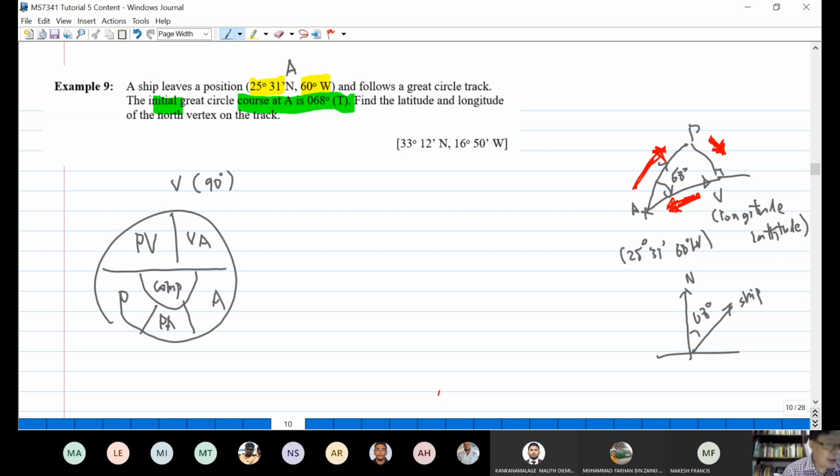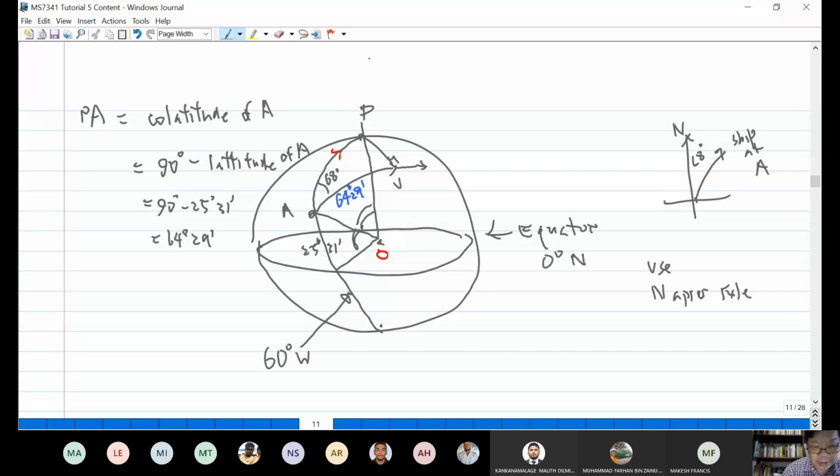Okay, so first of all, let's calculate the co-latitude of A, right? As I just mentioned, the latitude of A is 25 degrees 31 minutes north. So the co-latitude of A, PA, okay, PA is actually called the co-latitude of A, meaning the length of PA. It's just 90 degrees minus 25 degrees 31 minutes. And then you find that this is actually 64 degrees 29 minutes. How to find the co-latitude: 90 degrees minus latitude of A. This is the distance from P to A. So this is 64 degrees 29 minutes, as the angle from the equator to the north pole is 90 degrees.